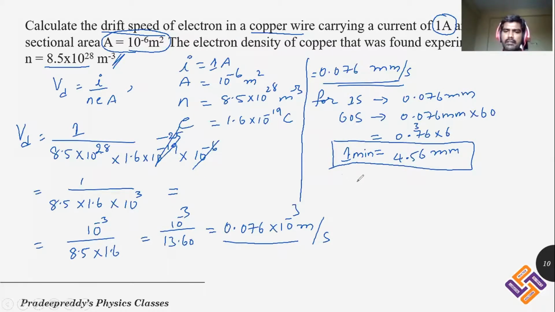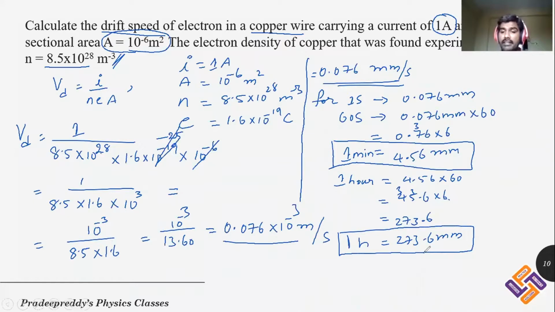Suppose it is 1 hour, then it is 4.56 into 60. This is equal to 45.6 into 6, which is equal to 273.6 millimeter. In 1 hour, how much length is it able to travel? In 1 hour, it is just traveling 27.36 centimeter.